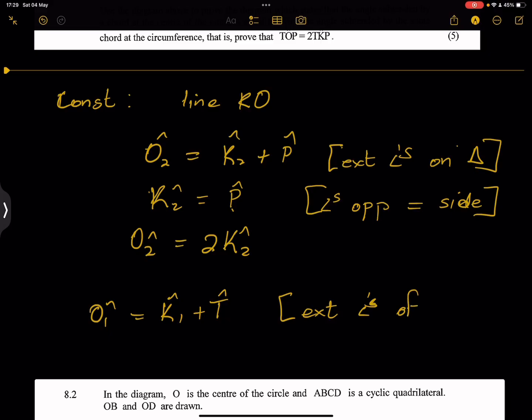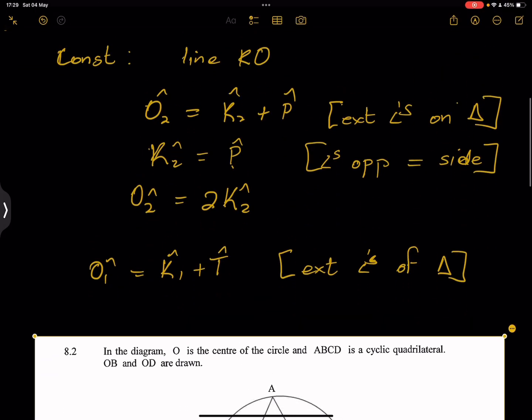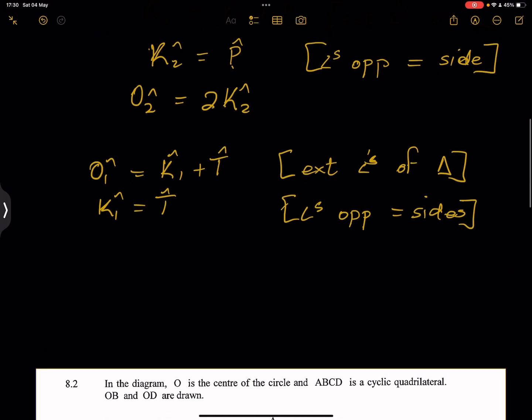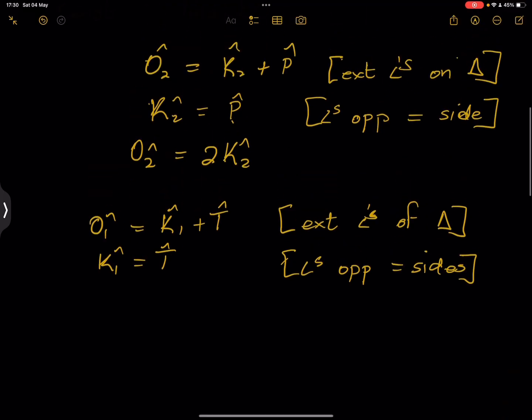of a triangle, right? Okay, so I'm just going to take this down a little bit so that I have some space. And again, what do I note? K1 is equal to angle T. Again, these are angles opposite equal sides. All right. And finally, what do I say? We are going to say, therefore, it means that O1 is equal to 2 times K1.